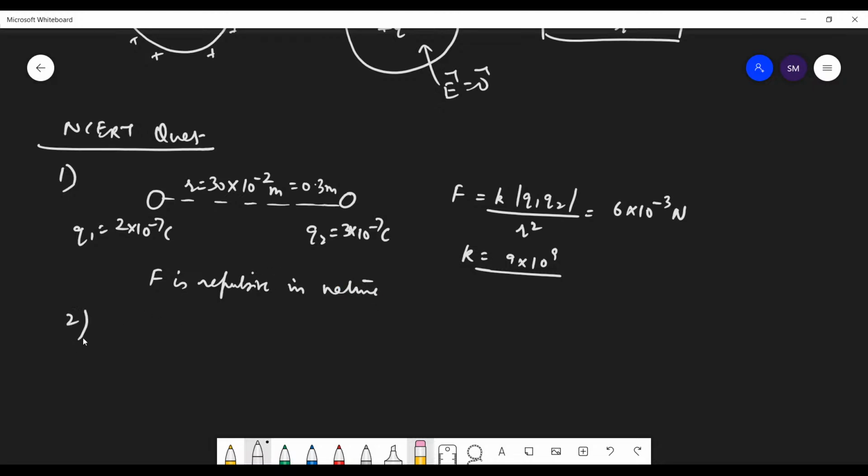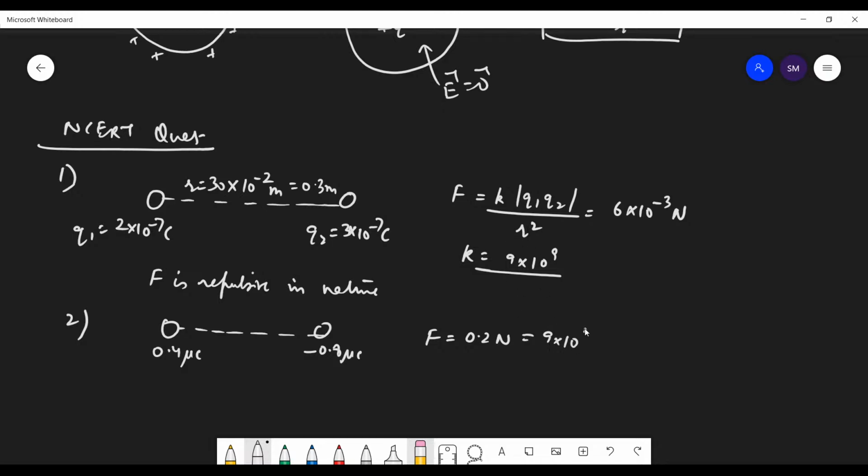Next question. You have a small sphere of charge 0.4 microcoulomb, and another sphere of charge minus 0.8 microcoulomb. Opposite charges, so they are going to attract each other. The force is given as 0.2 Newton. What is the distance between the two spheres? Here you have to calculate r.